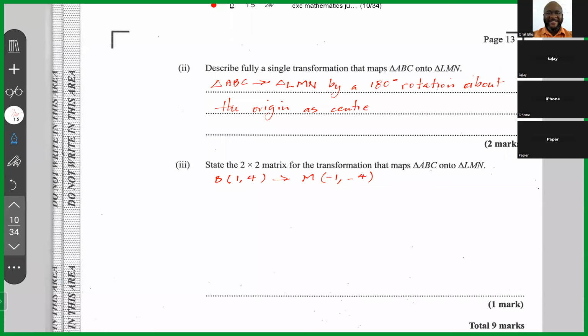So what we need to ask now is what matrix would do that? This is a 180-degree rotation about the origin. And the matrix that does that, which is just change the sign of the x coordinate and the y coordinate, is [-1, 0; 0, -1]. Therefore, this is the 2x2 matrix that represents a 180-degree rotation.